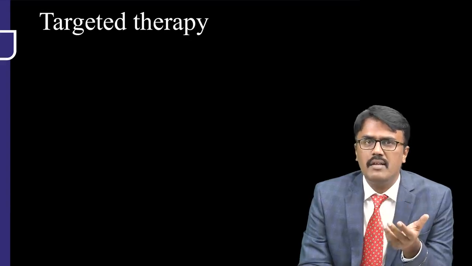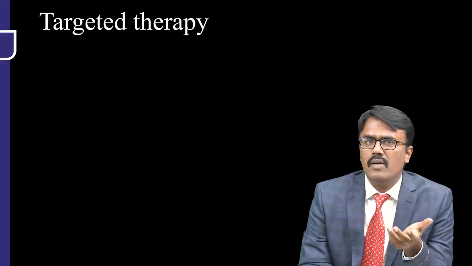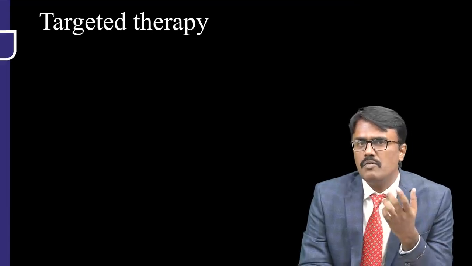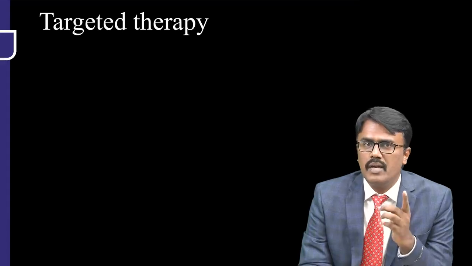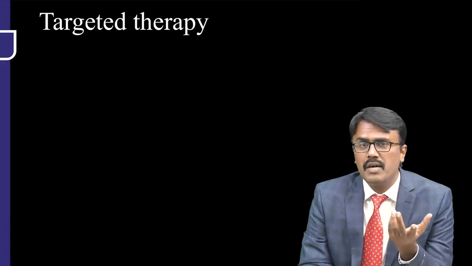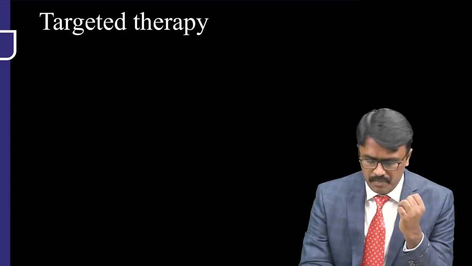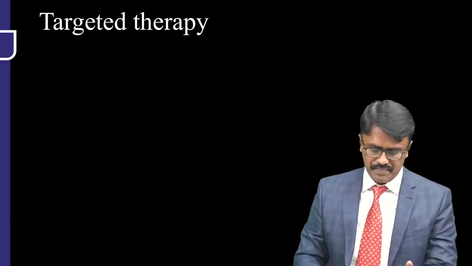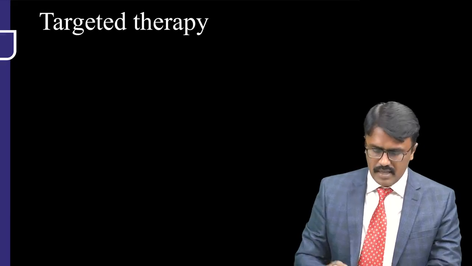Then we have another important thing. They are called immune checkpoint inhibitors. So we will make the cancer cells die by our immune cells. How do we do that? We'll understand in this topic. So, targeted therapy, how to target only the cancer cells.